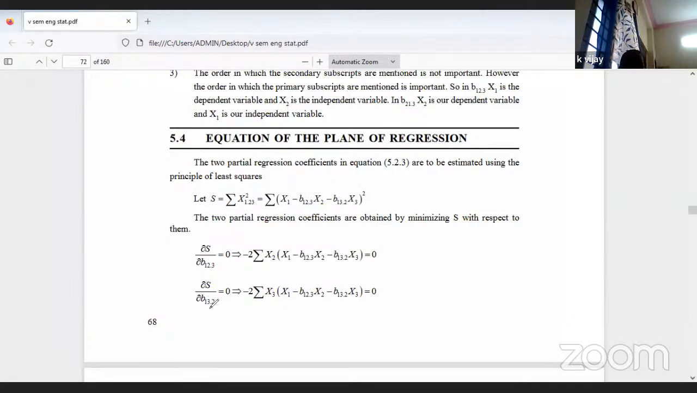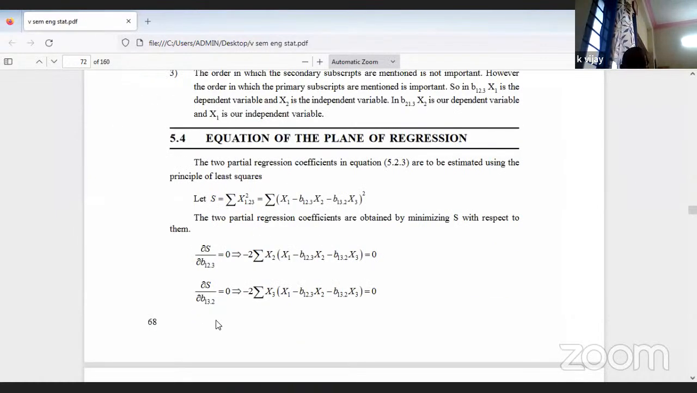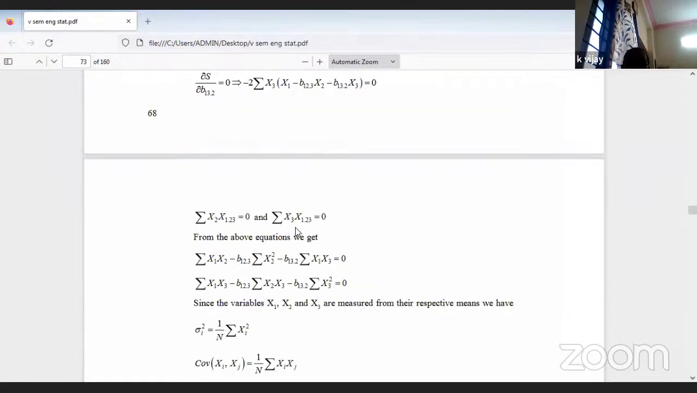Then dou S by dou b13.2. Again we differentiate, and this is minus 2 summation of x3 into the condition. All the values are the same here. We write summation of x2 x1.23 is equal to 0, and summation of x3 x1.23 is equal to 0. So this is for b12.3 and b13.2, the condition being x1.23, with x2 and x3.